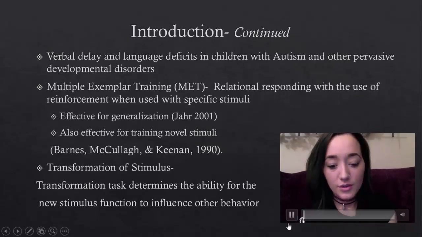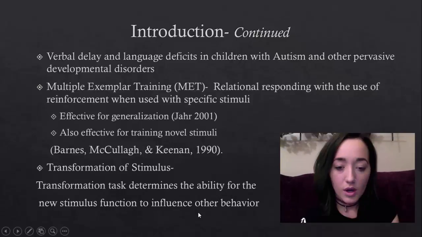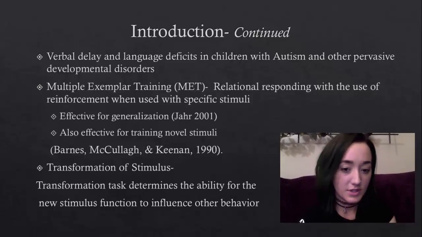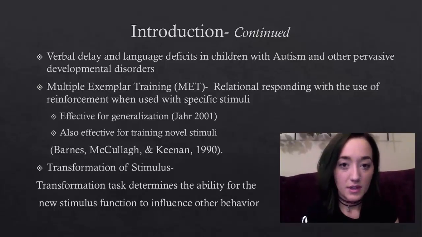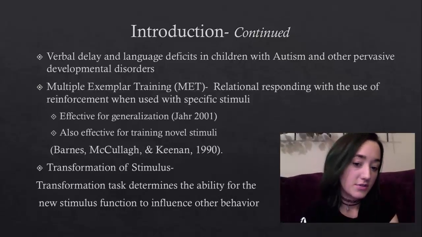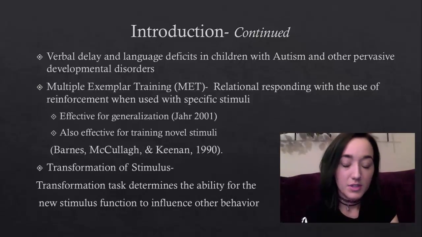So finally, I want to talk a little bit about the purpose of this study. We talked about how children with pervasive developmental disorders commonly experience verbal delay and language deficits, and those deficits can be met using things such as multiple exemplar training, which uses relational responding with the use of reinforcement to produce generalized answers with one specific stimulus. It's also very effective for training novel stimuli.